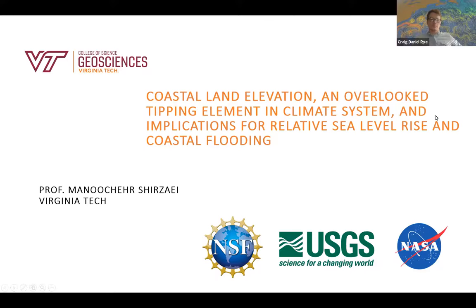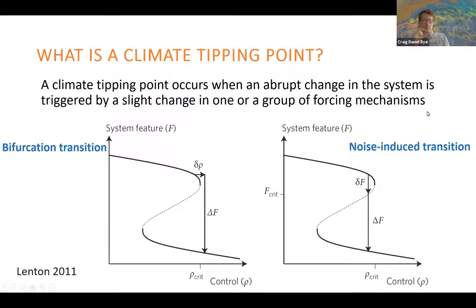So let me explain first, to those of you who may not be familiar with tipping points, what is really a climate tipping point. There are many definitions in the literature, started probably for the past two decades, at least as I track the literature. It has received lots of attention, and also in the IPCC report, a recent one, I think it's included in great detail. So a climate tipping point occurs when an abrupt change in the system is triggered by a slight change in one or a group of the forcings.